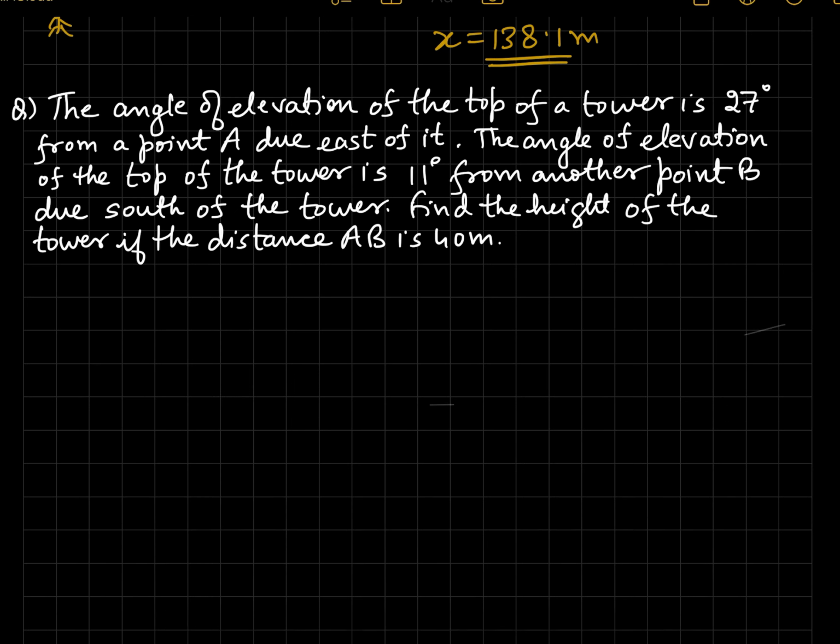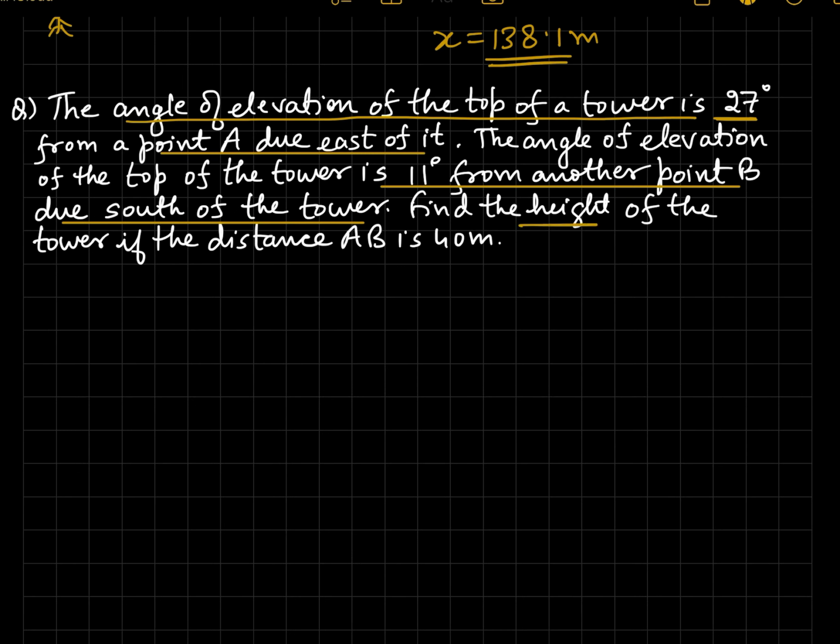Fine. Now let us read this question first. The angle of elevation of the top of the tower is 27 degrees from a point A due east of it, and the angle of elevation of the top of the tower is 11 degrees from another point B, which is due south of the tower. They are asking us to find the height of the tower, and the distance AB is given to be 40 meter.